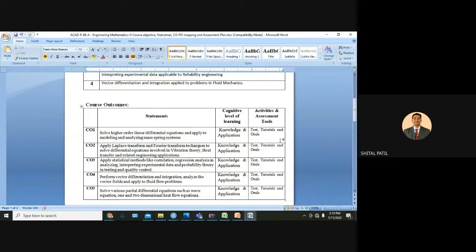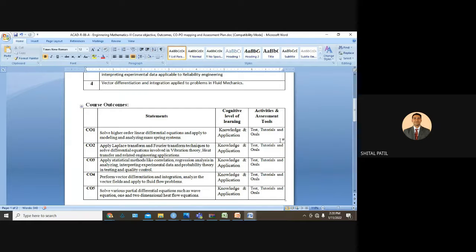They are like this: solve higher order linear differential equations, and apply the solutions of differential equations for modeling and analyzing mass spring systems. The mass spring system is a very important part of mechanical engineering. You might have studied it at one place or another.